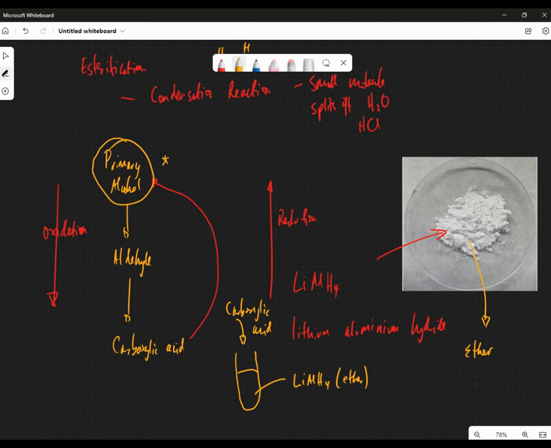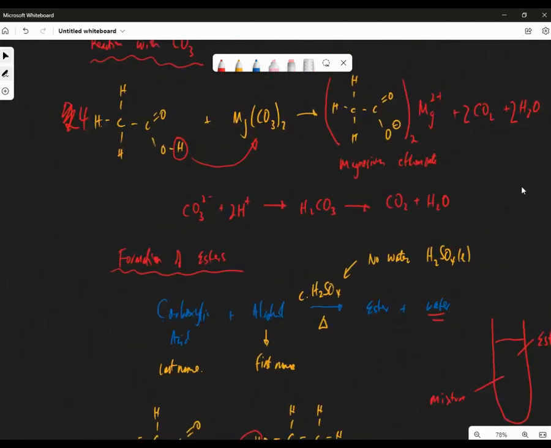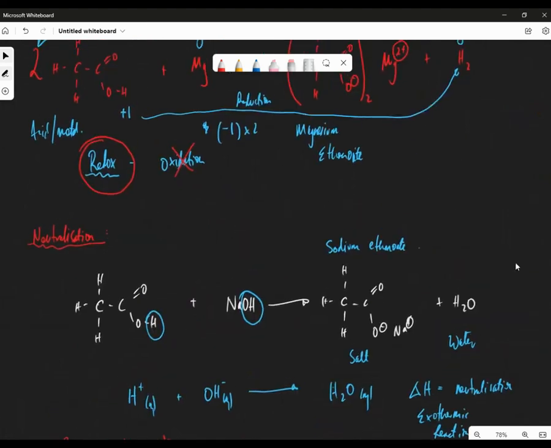So interestingly, or not interestingly, whatever your point of view, if you want to go from the aldehyde to the primary alcohol, you could use lithium aluminium hydride because it's a good reducing agent. But we tend to use a more mild reducing agent, and we use sodium borohydride for this one. But if you want to go from the carboxylic acid to the primary alcohol, you've got to use lithium aluminium hydride. And there it is, a white powder.